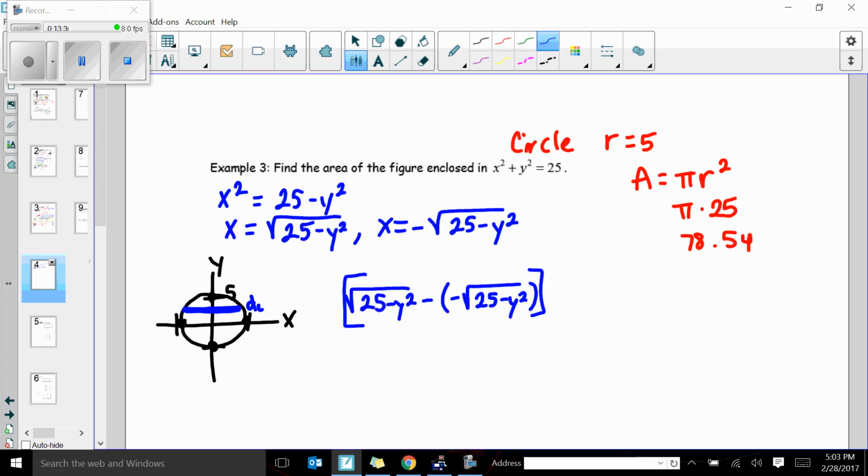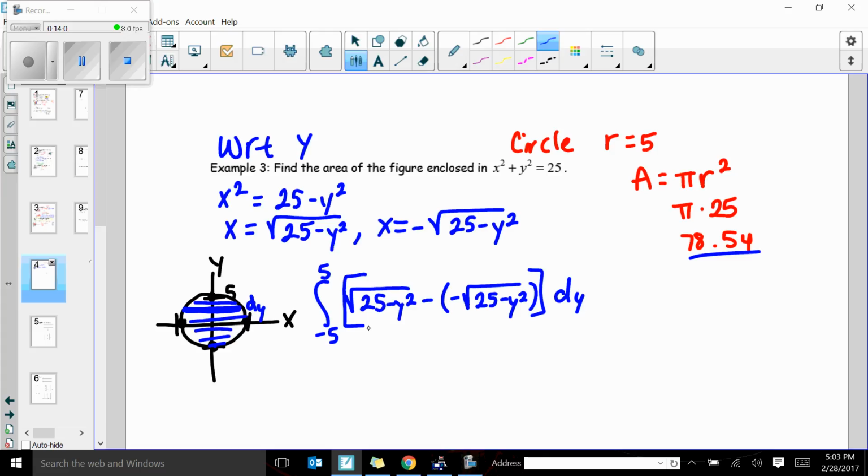The height of the rectangle is dy. It's the thickness. It's the change in y. And if I wanted to find area of this whole shape, I would add them all up. Now I already know what the answer is. We'll check that in a minute. So what are my y values from bottom to top? -5 to 5. So this is with respect to y.